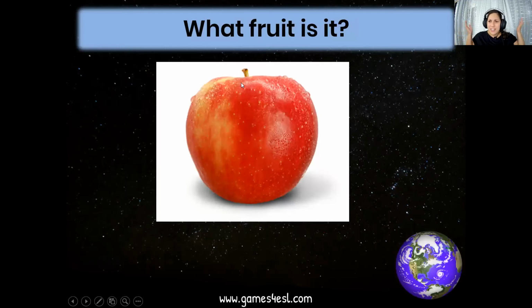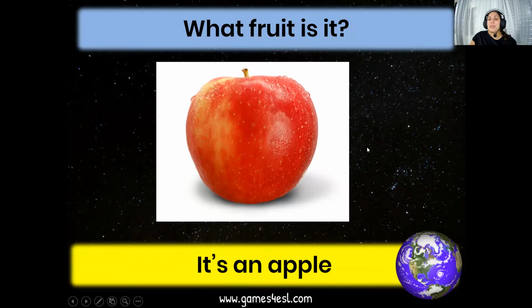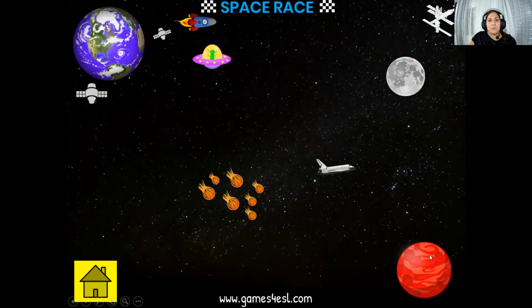What fruit is it? It's an apple. The first student to answer correctly, their team gets to move forward. I would like to add that once you've gone forward, you cannot move back. So if you happen to want to take a point away, what you can do instead is give the point to the other team. So I'm going to say it was Team Alien.